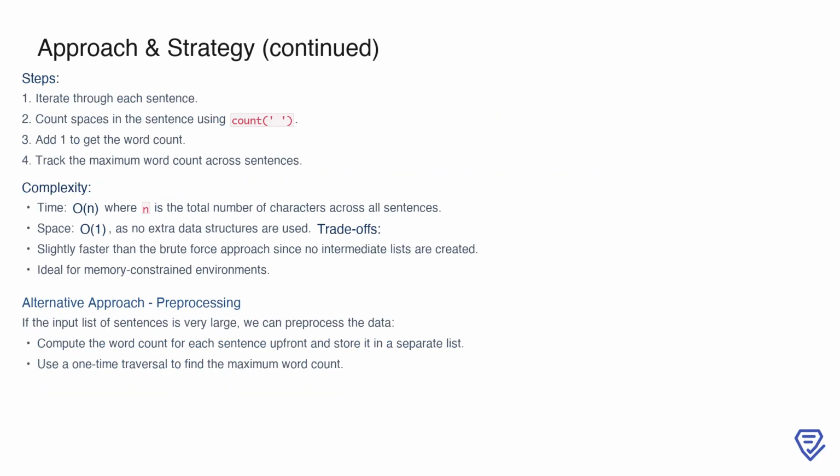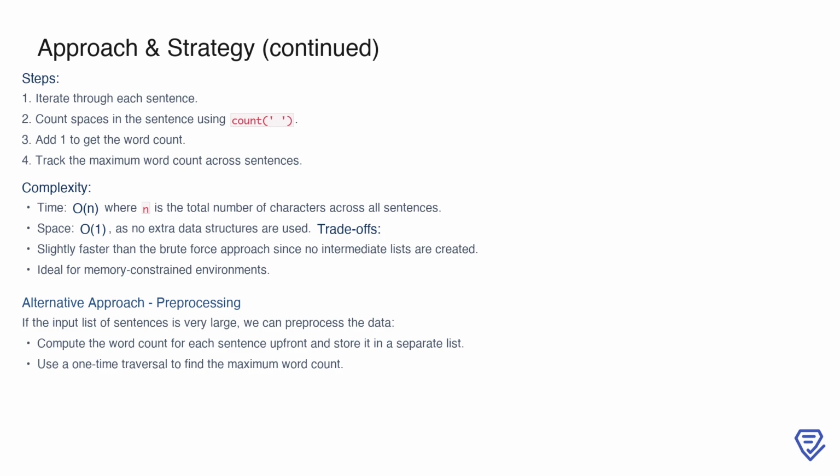Now, let's break down the optimized approach step by step. First, we iterate through each sentence in the input list. For each sentence, we count the number of spaces using the count method in Python. Adding 1 to this count gives us the total number of words in the sentence, because spaces separate words. As we process each sentence, we keep track of the maximum word count encountered so far.